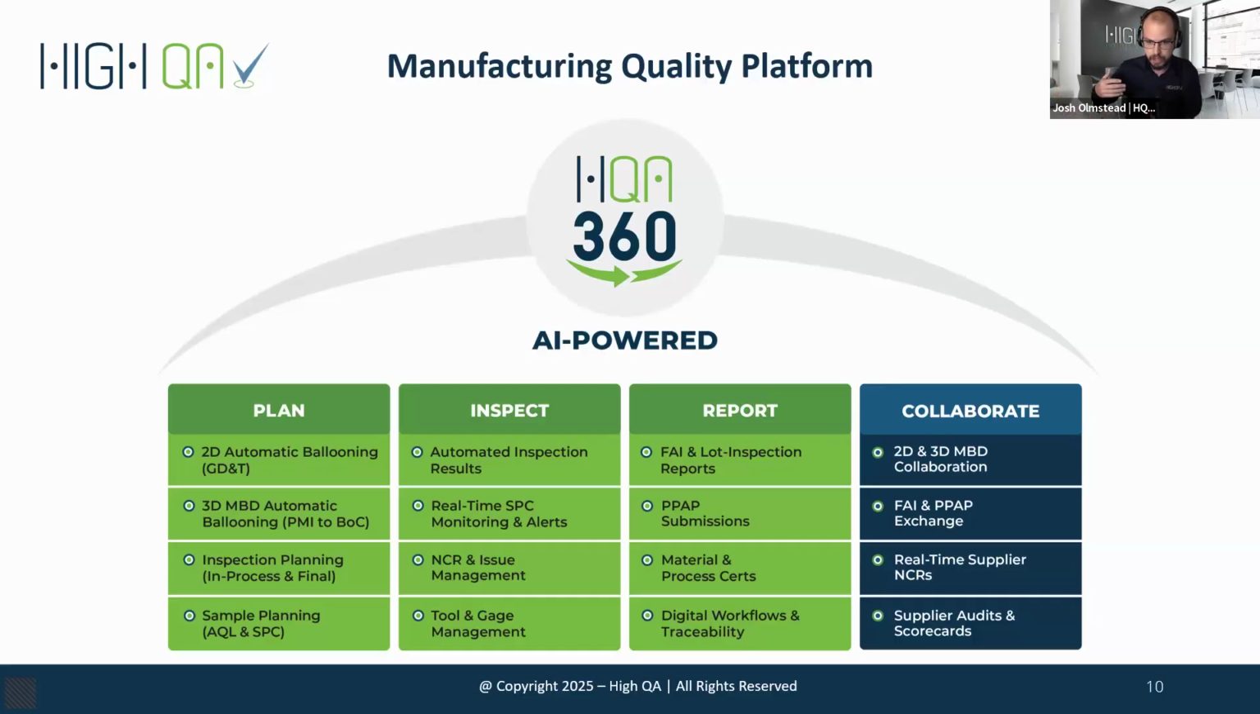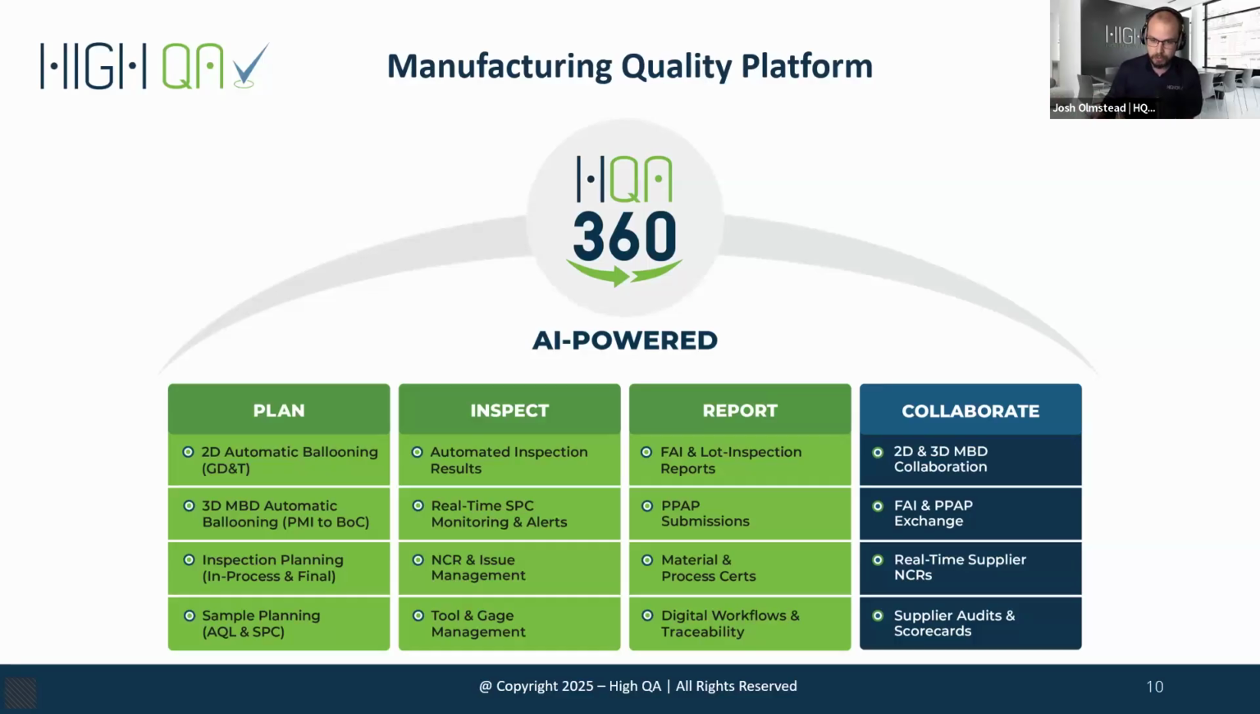So maybe that could be a first article inspection or a lot report. Maybe these are full PPAP submission documents all the way through material and process certs, and it brings it through a full digital workflow with traceability throughout that process.